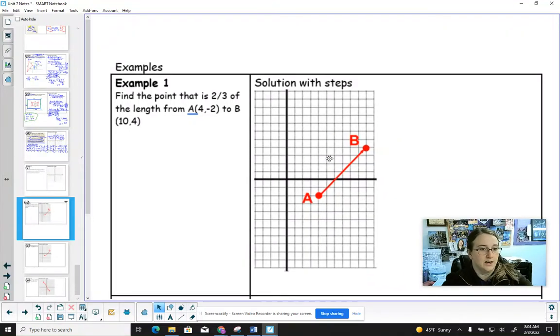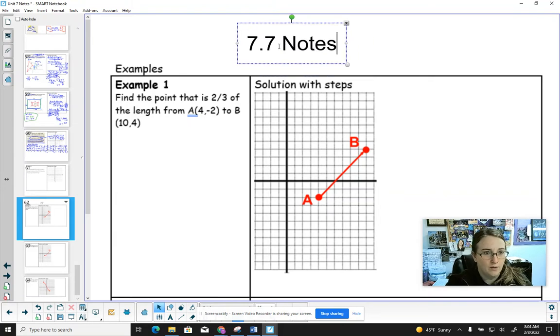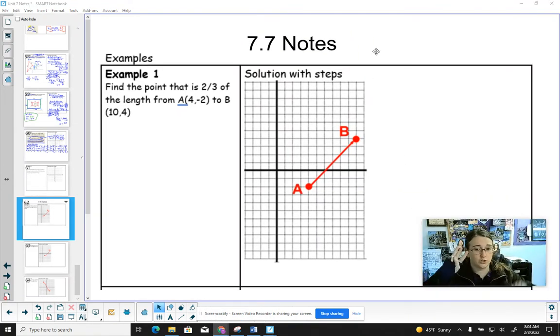Okay, this is the last lesson, guys. If you'd like to write at the top of this sheet 7.7 notes, I had forgotten to label that here so you know what in the world is going on. So again, you've got that paper. It's just 3 examples we're doing for 7.7. It's our last lesson. Let's go ahead and get to it.